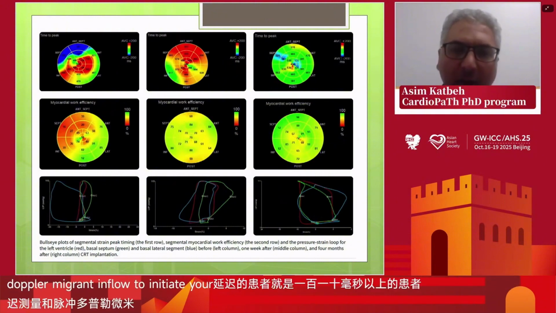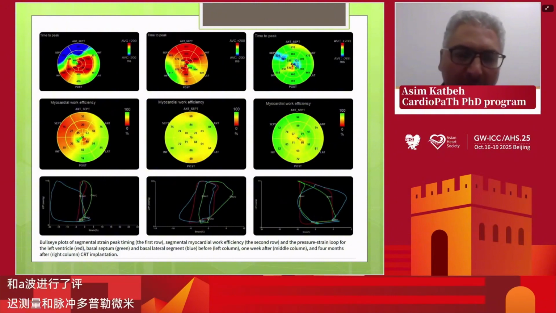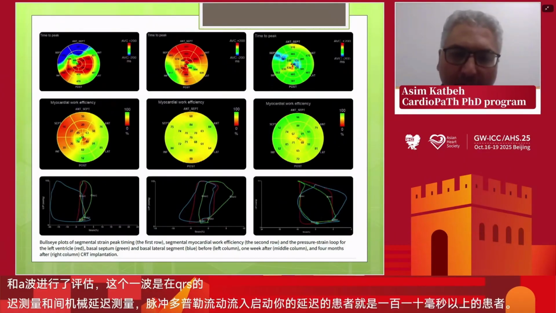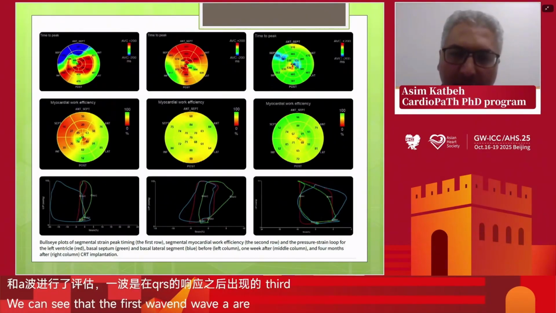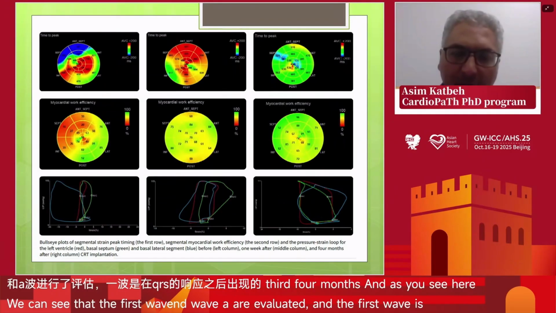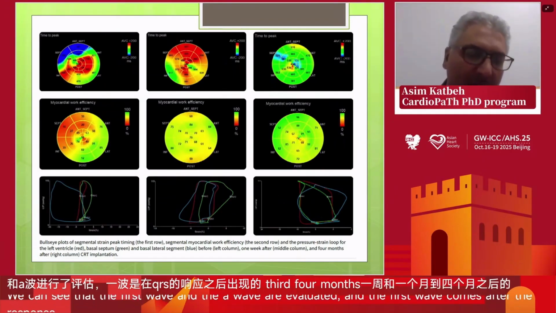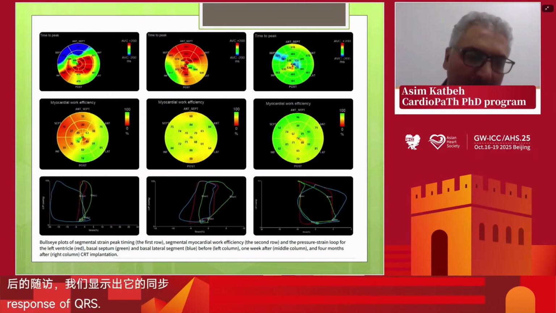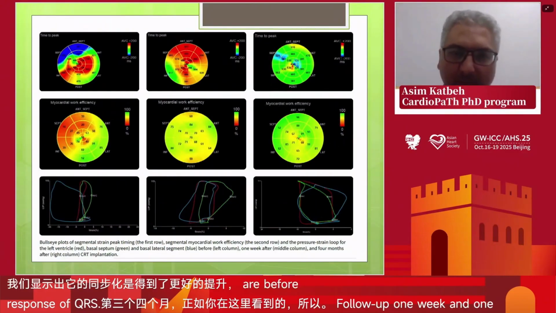And then the myocardial work was measured in this patient at baseline, after 1 week, and after 4 months. And as you see here, the bull's eyes showed more synchronization between the segments of the heart compared to the pulse color mapping before the CRT device implantation.